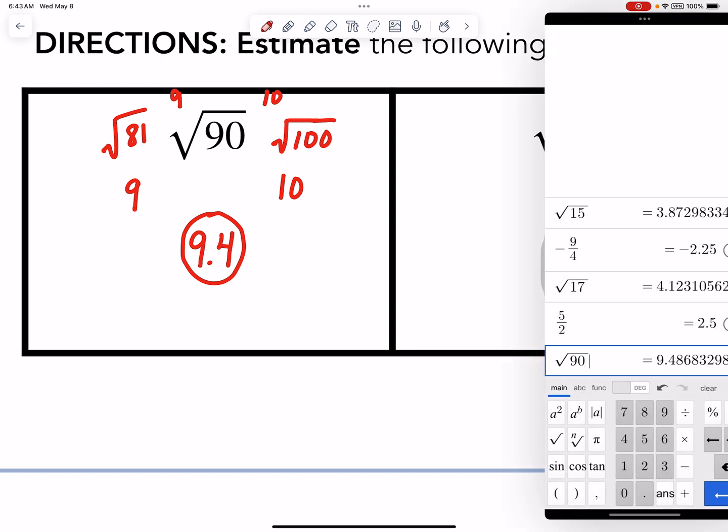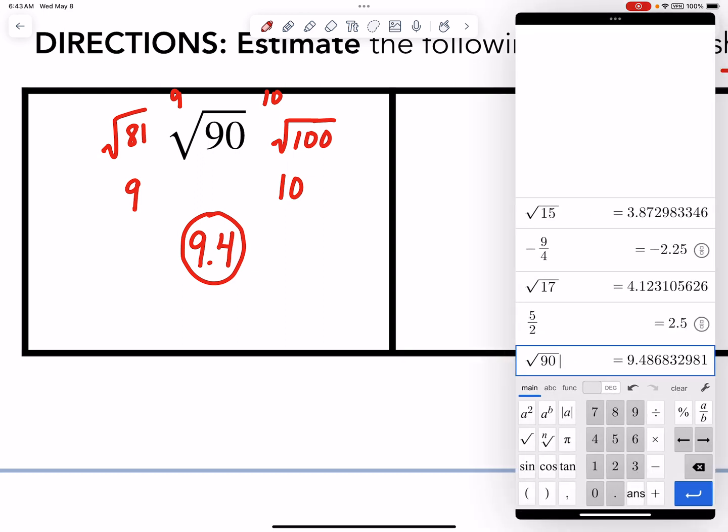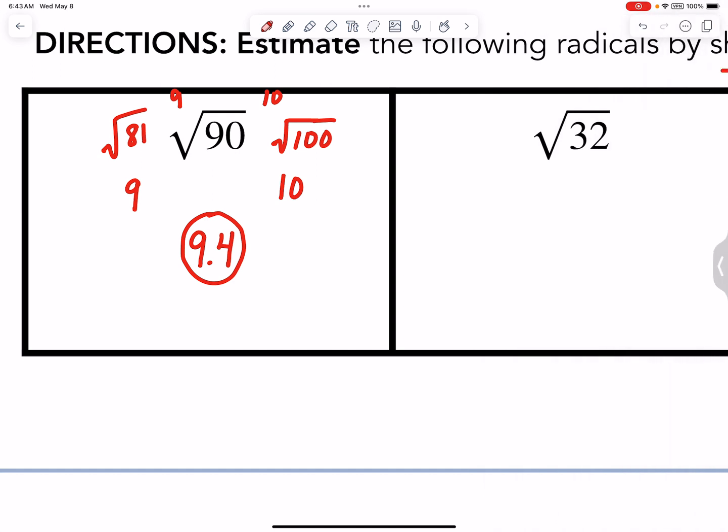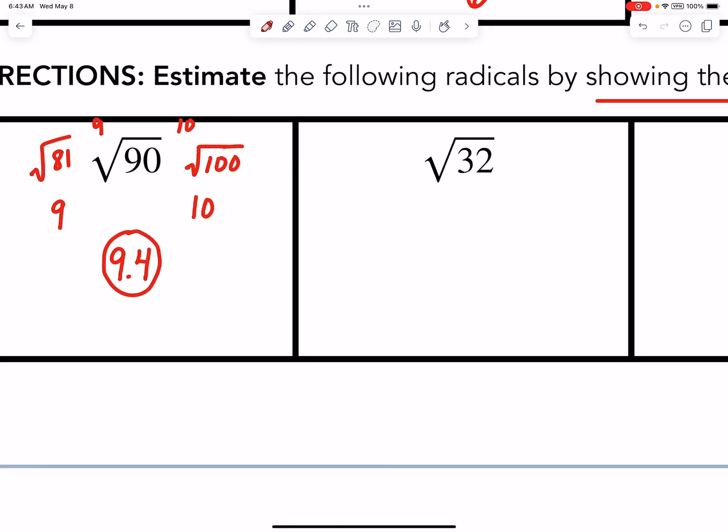Now, we would always want to check on the calculator, and you can see 9.48. 9.5 works as well. Okay, so I would say 9.4 or 9.5 would be a good guess on that one. This is what I would accept, either of those would be fine.